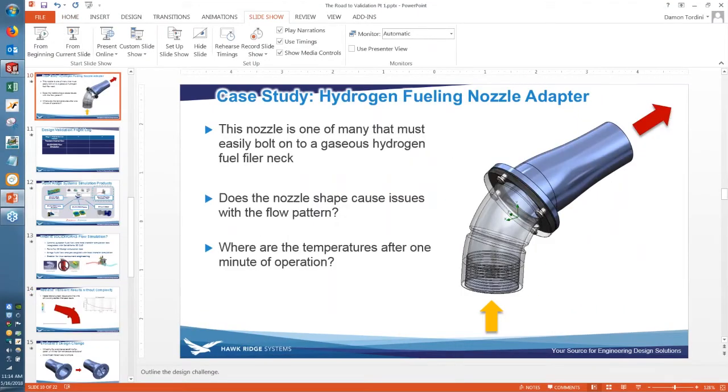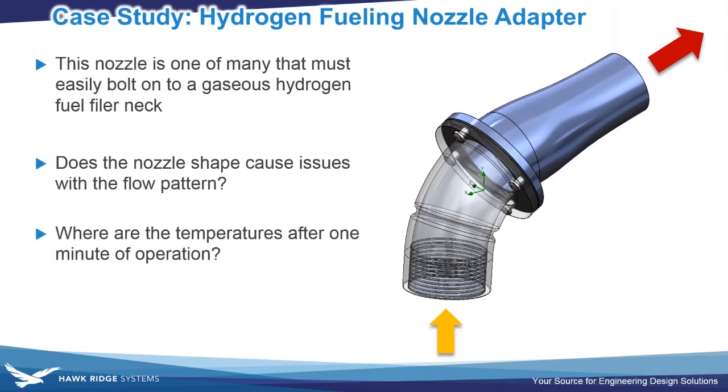So again, for this case study, what I'm going to be doing here is setting up an internal fluid simulation that includes heat transfer. And I'm going to need to do what's called a transient or time-dependent simulation to see what happens after I'm opening this nozzle up and filling for a minute. I want to see what the temperatures do over time, and all the other results like velocity, and I'll see if I notice anything that could be improved about the design.